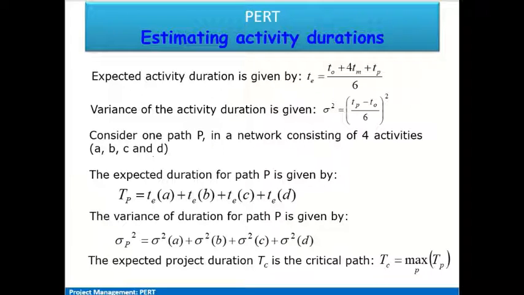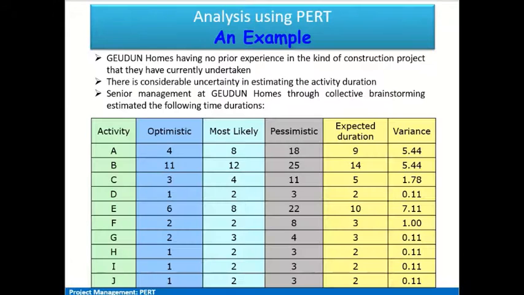Now we'll see it through an example to make things more clear. So here we have an example of an organization called GU Dune Homes, which is into construction of new homes. Now they have undertaken a construction project of a kind that they have no prior experience with, meaning they have not done it before. So there is uncertainty in estimating the time duration for different activities related to this particular project.